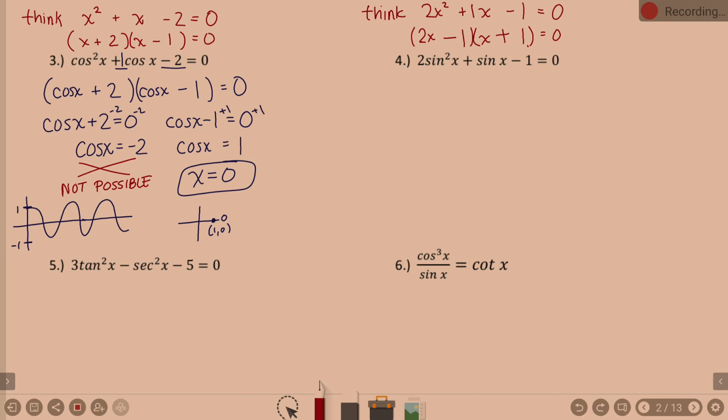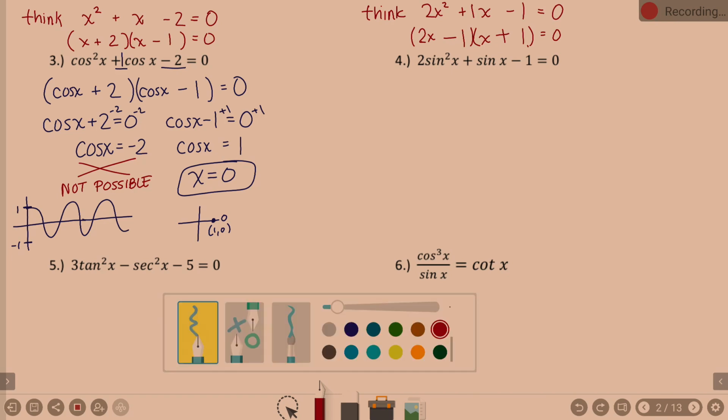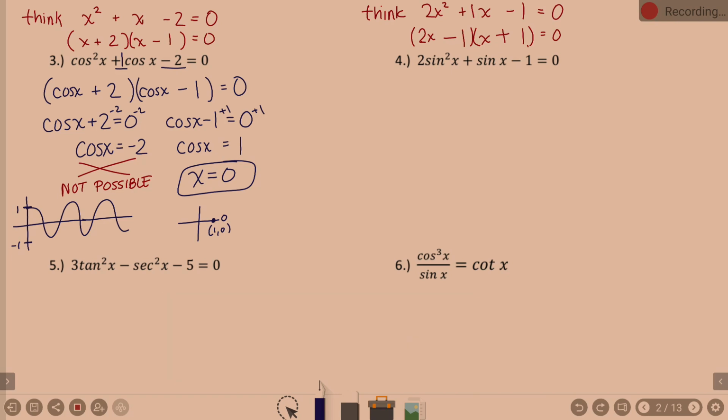Now, we're not really working with x's, though. We're working with sine x's. So let's rewrite this. Instead of 2x minus 1, I would write it as 2 sine x minus 1. Instead of x plus 1, we would write it as sine x plus 1.